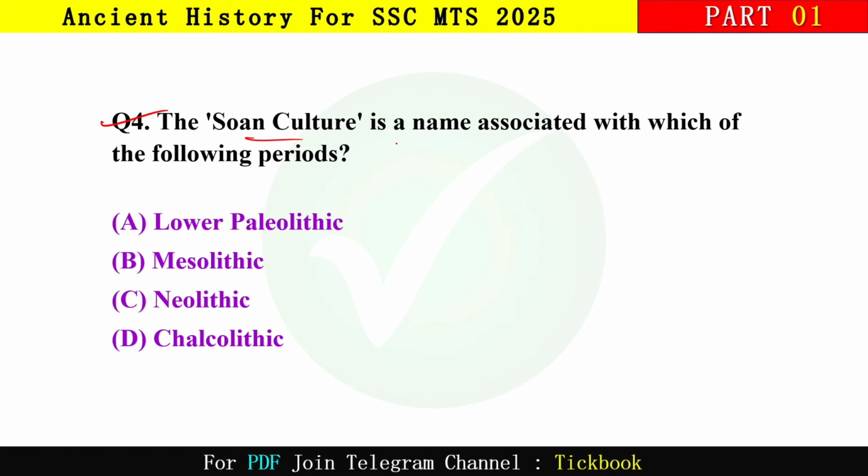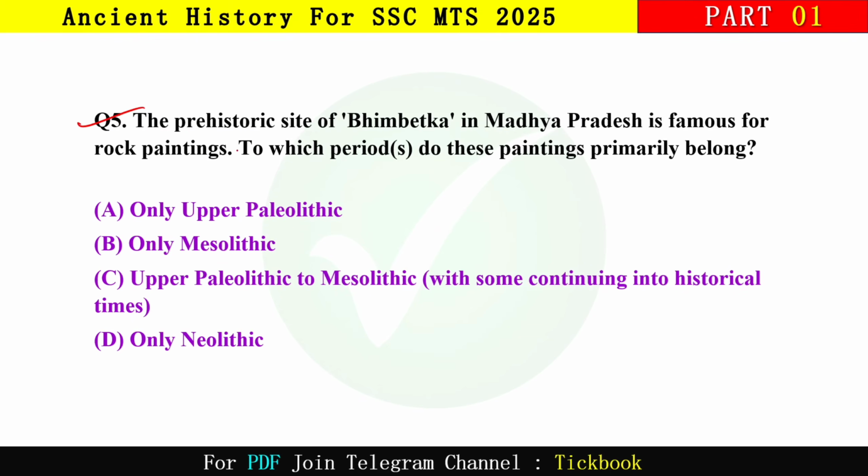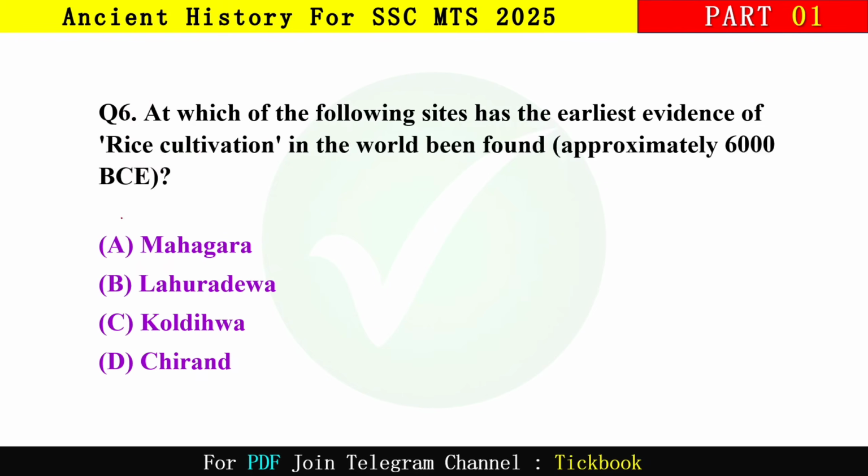Question 4, the Soan culture is a name associated with which of the following periods? Option number A, Lower Paleolithic. Question 5, the prehistoric site of Bhimbetka in Madhya Pradesh is famous for rock paintings. To which periods do these paintings primarily belong? Option number C, Upper Paleolithic to Mesolithic, with some continuing into historical times.